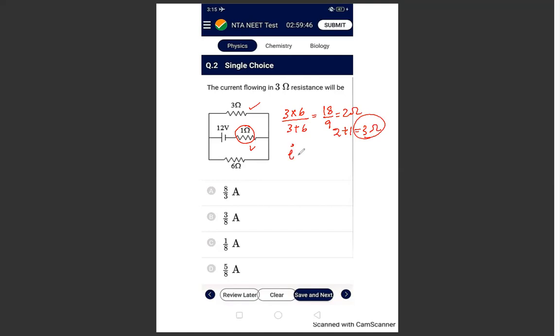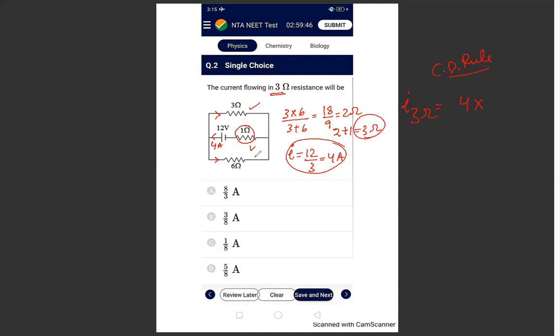So we can find out the current, that is 12 by 3, that is equal to 4 ampere. Current is coming as 4 ampere, right? So this 4 ampere has to be divided between 3 ohm and 6 ohm now. So let's find out how much current is there in the 3 ohm resistance. The current in the 3 ohm resistance is equal to the total current, that is 4 ampere, multiplied with the current divider rule.